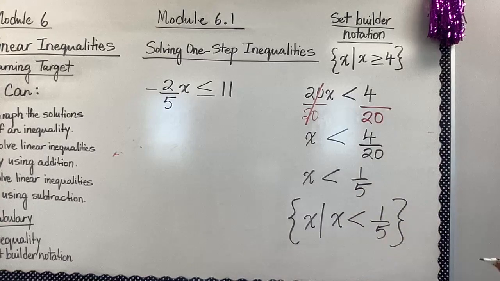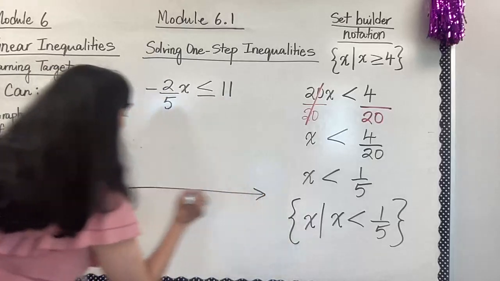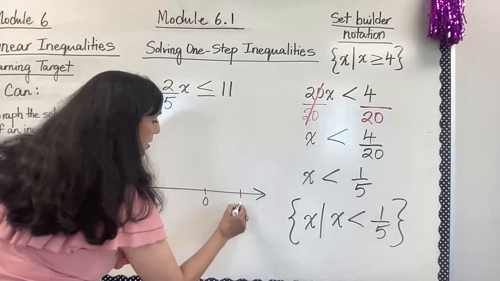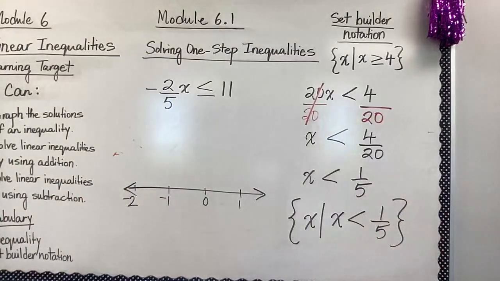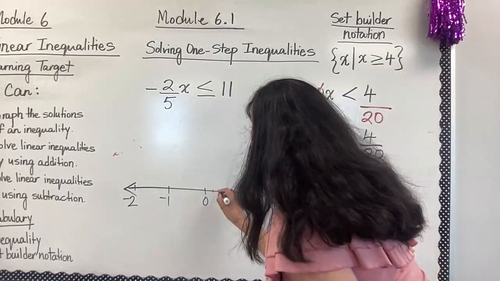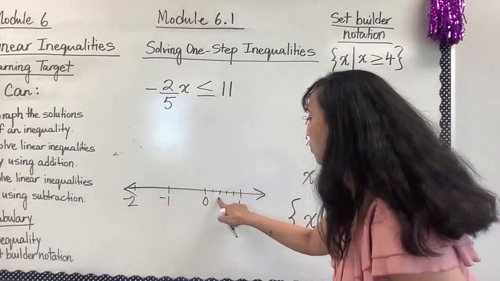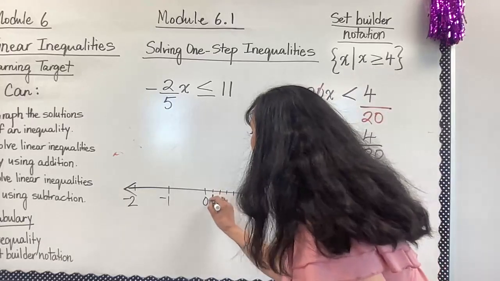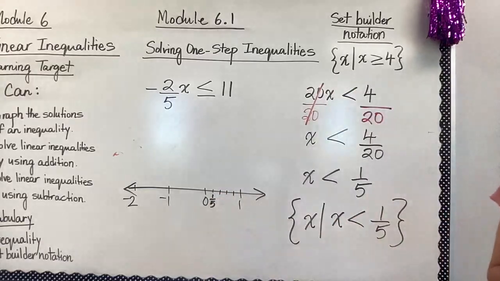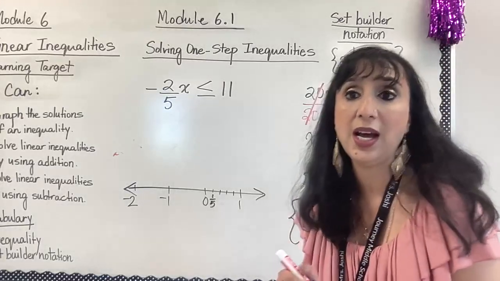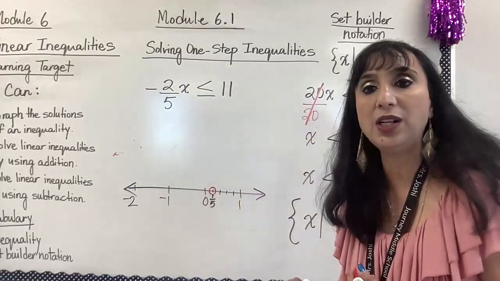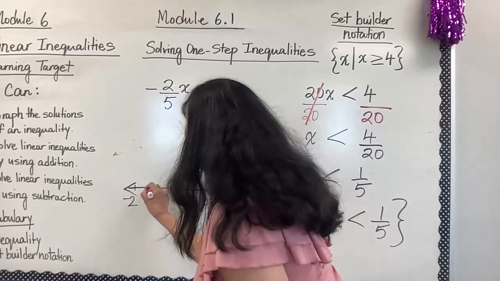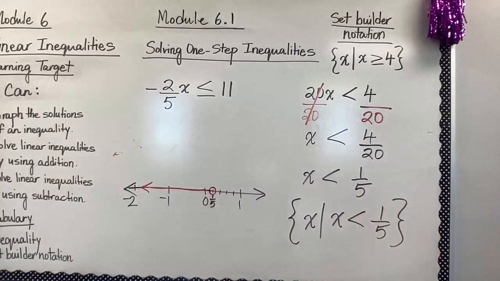And then if I am graphing this, I know this is 0, this is 1, this is -1, -2, etc. And then I said it is less than 1/5. So all I can do is this: 1, 2, 3, 4, 5. 1/5, 2/5, 3/5, 4/5, and 5. So I am going to make this part, obviously that is my 1/5, right? And since it's less than, is 1/5 included? No, it's not a solution. So I am going to have an open circle. And then everything to the left is a solution to this inequality.